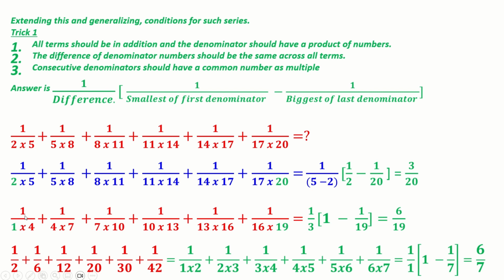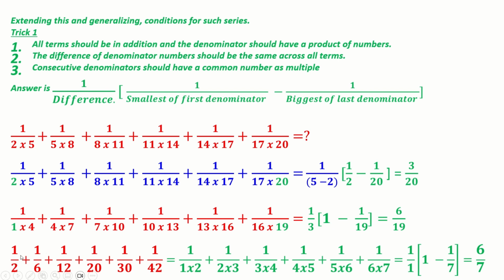Second problem, if you see, the difference is 3, 4 minus 1 or 7 minus 4, which is 3. So 1 by 3 into 1 minus, the first term is 1 by 1, so 1 minus, the last one is 1 by 19. So minus 1 by 19. If you solve this, you will get 6 by 19.